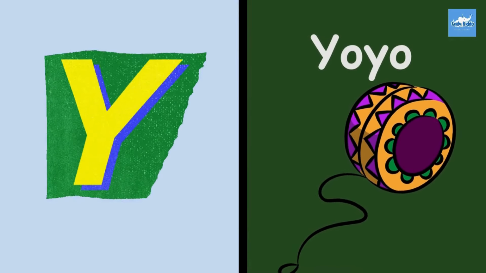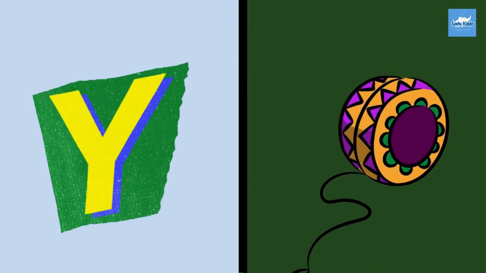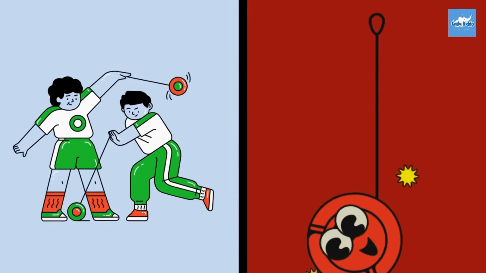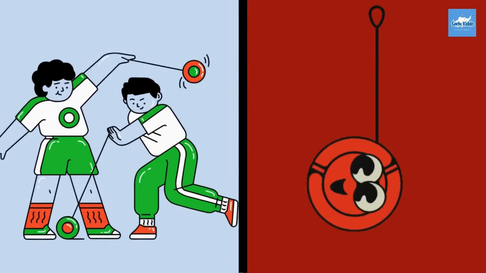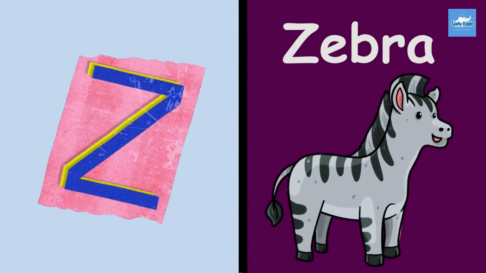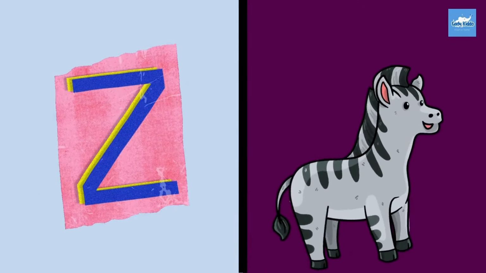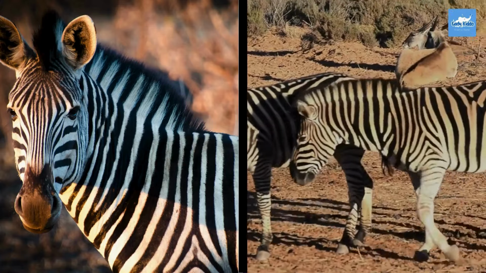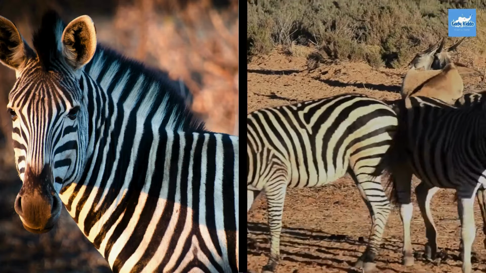Y is for yo-yo. Y, y, yo-yo. Y, yo-yo. Z is for zebra. Z, z, zebra. Z, zebra.